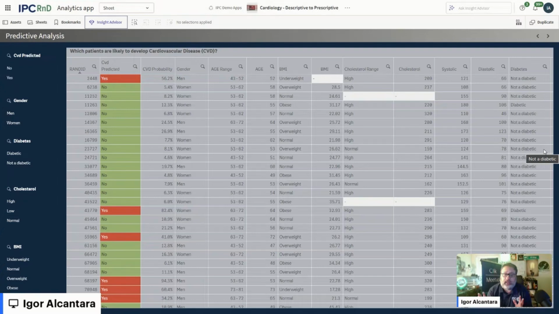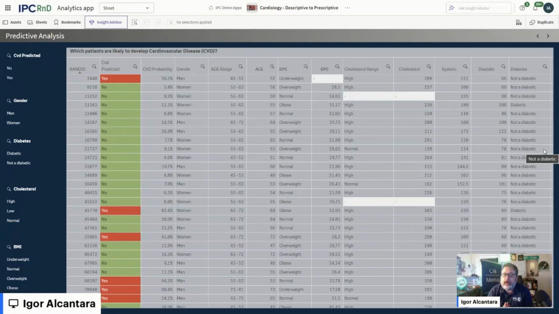Then we can use some statistical modeling. In this case, let me just use the fancy term for that, we can use machine learning, we can use AI to have predictions of patients who are likely to develop a cardiovascular disease in the next 5 years. And that's what we're doing here. And we did it all in the Qlik platform.